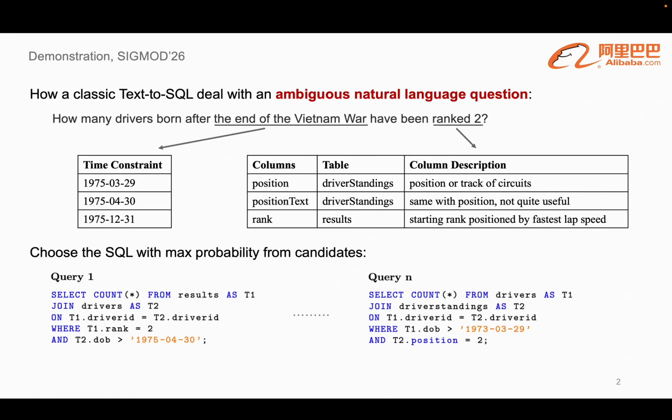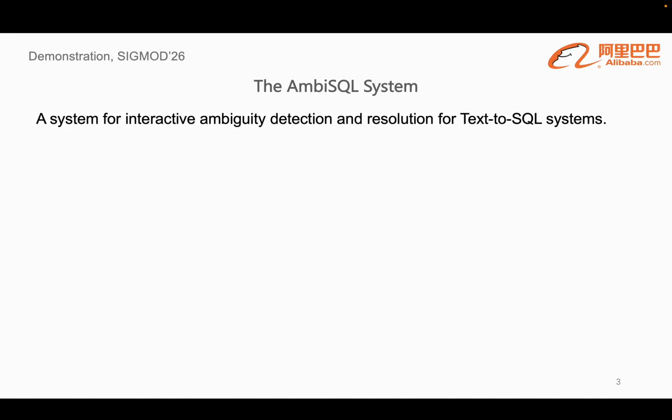Current systems simply choose the SQL candidate with the maximum probability. However, this statistical guess often cannot faithfully reflect the user's actual query intent. To address this, we developed AmbiSQL.